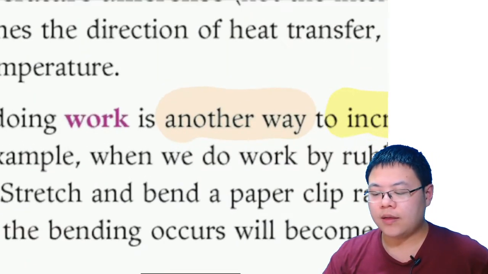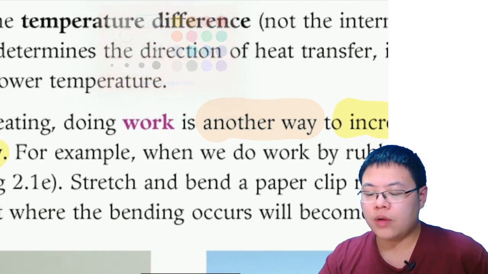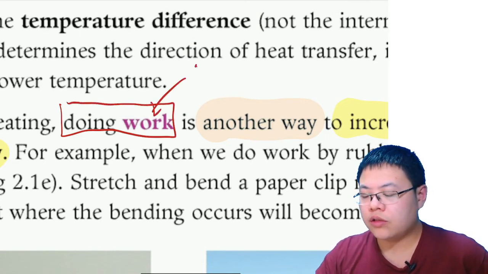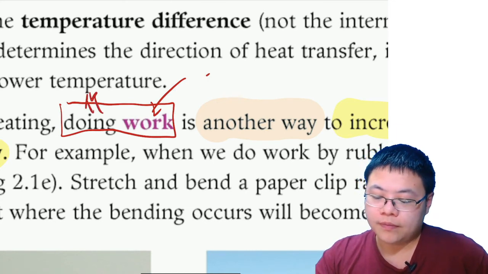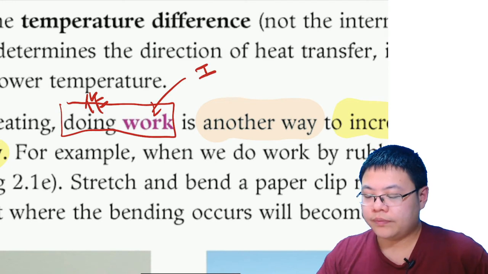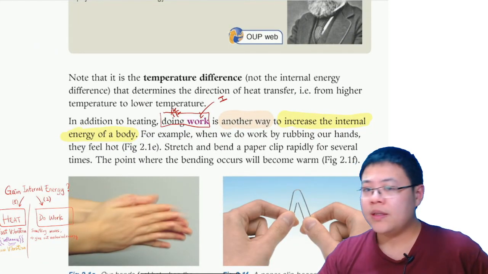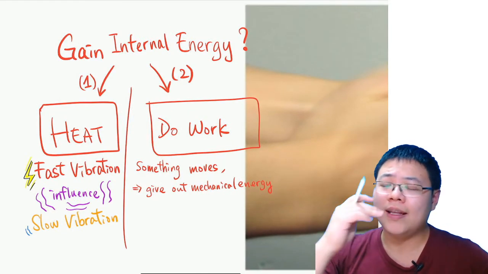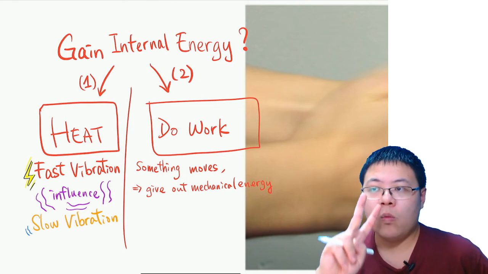In this case we call it work, doing work. This is also a term from physics. Work is 作工. No, do is 作. Work is 工. Okay. That is not an explanation at all. Okay. What you have to know is that when internal energy increases, there are two main ways.